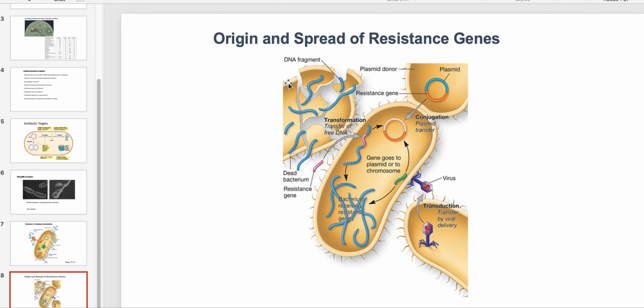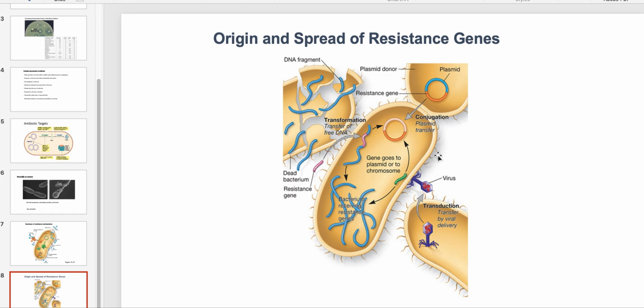Another way is transformation. So imagine this neighboring cell in this complex consortium breaks open, lyses somehow, and releases its DNA into the medium. And the microbe, this neighboring microbe, can then acquire pieces of that DNA and potentially recombine them into its genome to make the microbe resistant to certain antibiotics. And so that's called transformation.